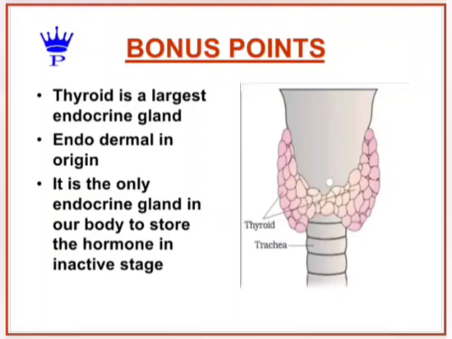Among all the endocrine glands, the thyroid gland is the largest. The thyroid gland is endodermal in origin. It is the only endocrine gland in our body which synthesizes and stores the thyroxine hormone in an inactive form for the next 3 months.